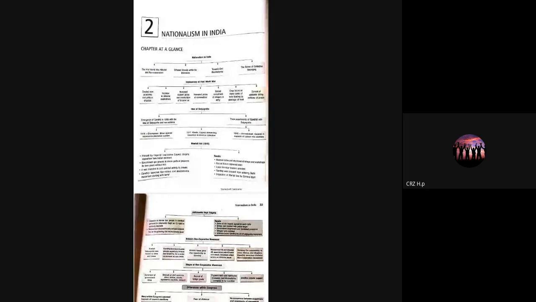After returning to India, he successfully conducted three satyagrahas in India. Which are they? Which are the three important satyagrahas advocated by Mahatma Gandhi?